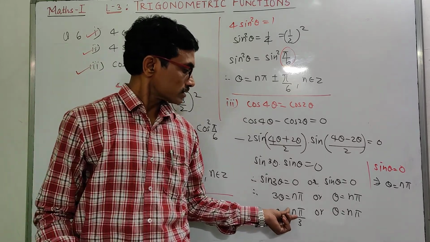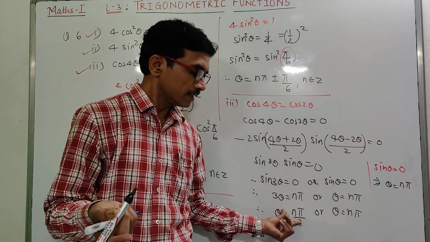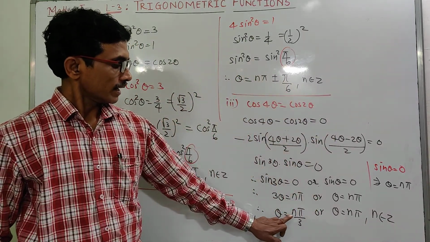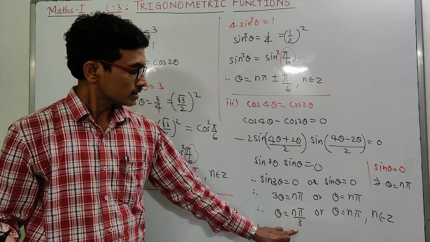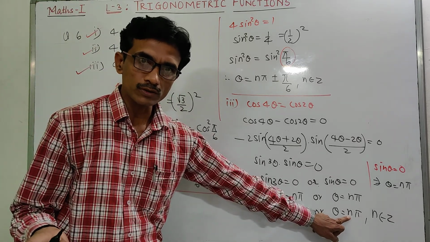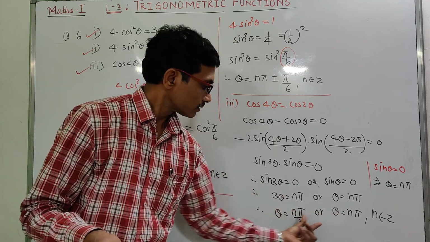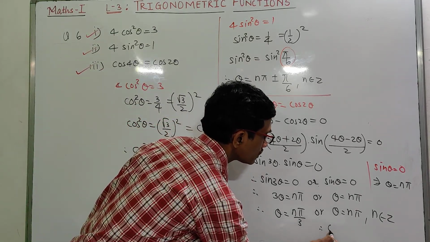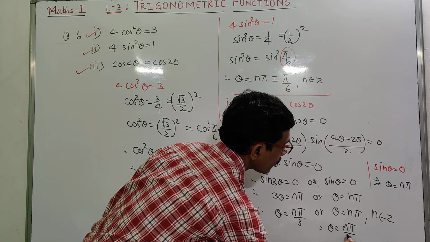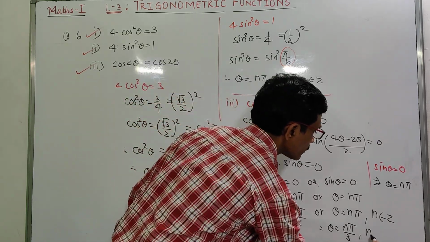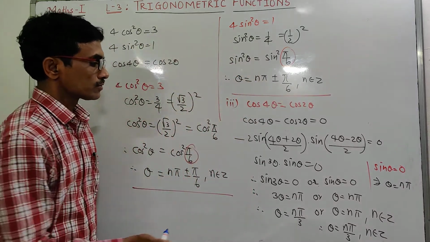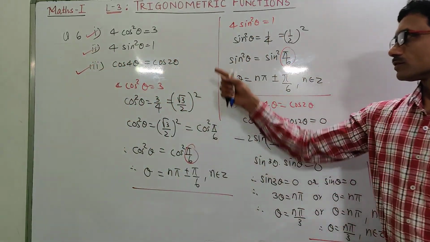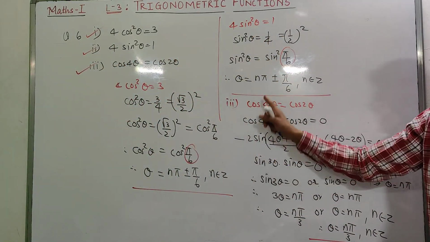But here suppose our n is a multiple of 3. N is an integer. Suppose our n is equal to a multiple of 3. So this 3 is getting cancelled, and again we are getting the same solution. So no need to write this once again. So simply this is sufficient. That means our solution is theta is equal to n pi upon 3, where n belongs to z. So this will be the general solution of the third equation. So first, second and third equation, these are the general solutions.